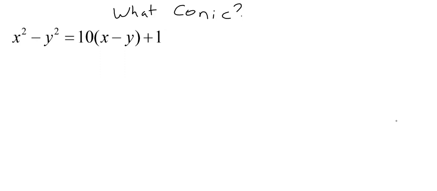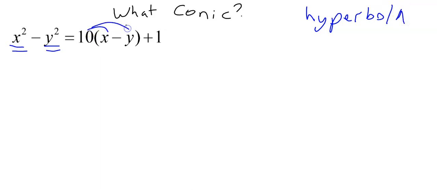What type of conic is this? So right away, hopefully you see it. The largest degree term is x squared minus y squared. So this is definitely going to be a hyperbola. Finally, we get a hyperbola here. To see what that looks like, I'm going to go ahead and distribute here and see what happens. Get all the x's on the same side.